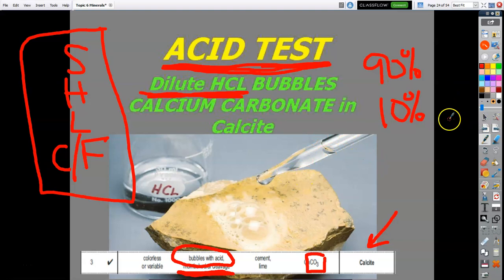All right, I think I'm going to stop there for the first video, and then I'm going to pick this up in a second video to talk about how a mineral gets formed, but that'll be in the next video. And I will talk to you soon.